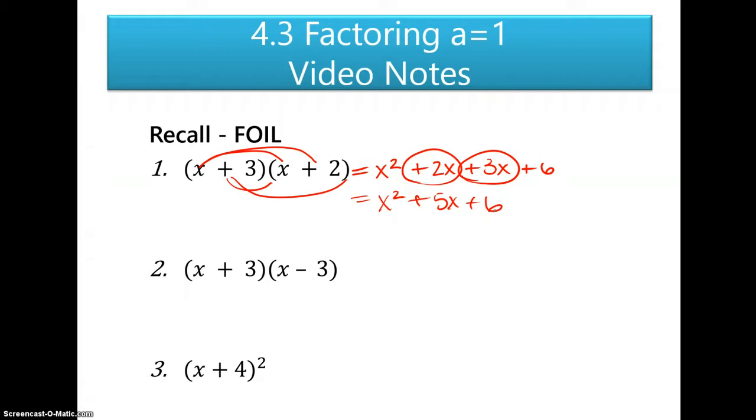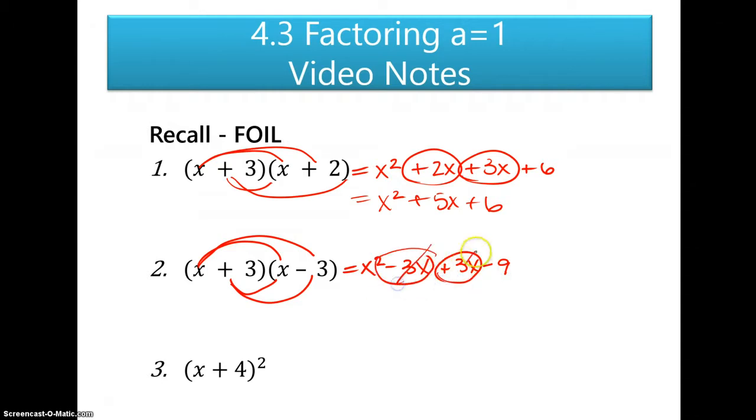So let's try again. We have a problem x plus 3 times x minus 3. So we have to FOIL. So I multiply x times x, which is x squared, minus 3x, plus 3x, and minus 9. Again, final step here of combining like terms. I have a negative 3x and a positive 3x. Those cancel each other out. I'm left with x squared minus 9.